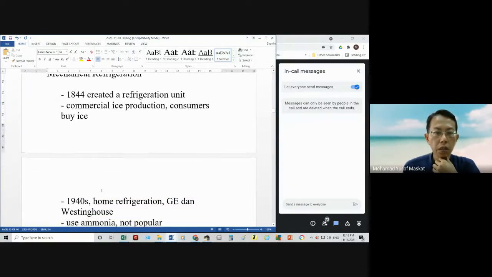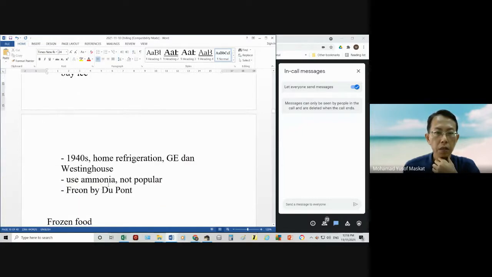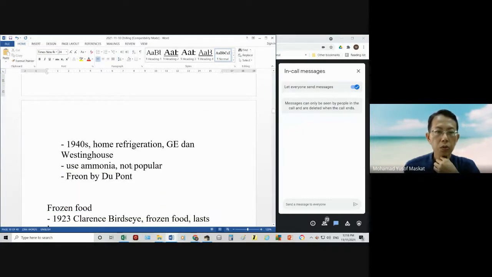And then another advance is GE and Westinghouse. They create a home refrigeration unit in the 1940s. But at that time it was still not popular. Home refrigeration, meaning our refrigerators at home, because it uses ammonia, and ammonia is toxic, dangerous to our health. It can kill people, so it was not popular.